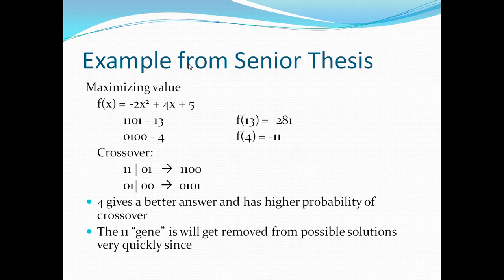So 4 again gives you the better answer, so you have a higher probability of crossing that over to the next generation. Hopefully what the problem is trying to do is ignore those higher values. With the 1, 1 gene, it will most likely get removed very quickly from the possible solutions, because the only numbers with the 1, 1 gene are 12, 13, 14, 15. They're higher and they'll give very low, very bad values. So most likely all of those will get removed, since they won't have a good value, and that gene will fade out almost immediately. So you won't have to deal with many of those numbers.